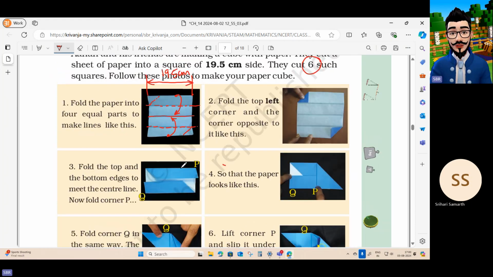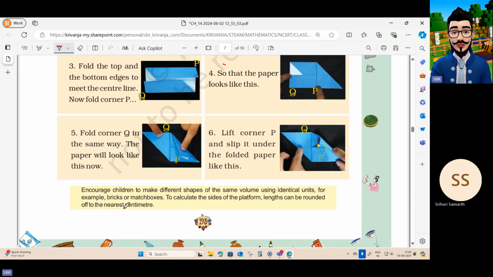This is what it is. At the first step, you got it, right? And if you notice, everywhere this edge is preserved. This length is preserved, okay? See here, the same 19.5 divided by 4, 19.5 divided by 4, same edge, okay?